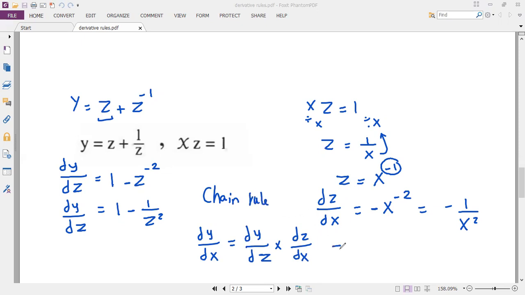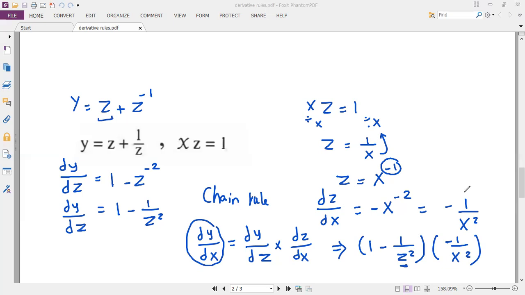And dy over dz in this case is 1 minus 1 over z squared, multiplied by dz over dx, which is negative 1 over x squared. Because it's a relation for dy over dx, we can substitute for z and write 1 over x instead of z. Okay?